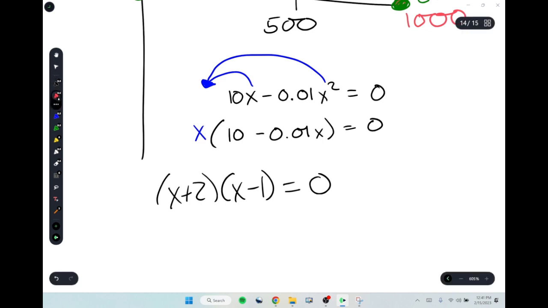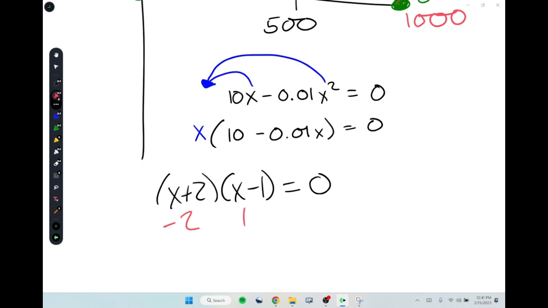Our brains just jump to the right answer sometimes, right? Because like, oh yeah, I know the answer is -2 and 1. How did you do that? Don't say it. You're right, but don't say it.